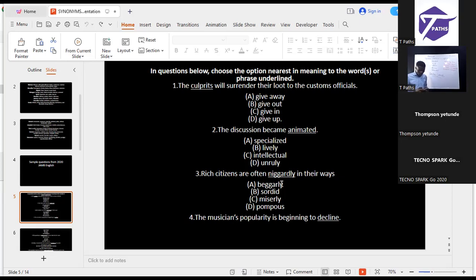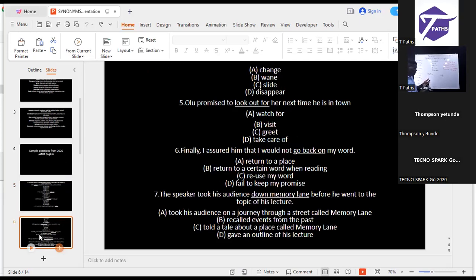It says the musician's popularity is beginning to decline. What does the word decline mean? What other word can we use in place of decline? We have A, change; B, wane; C, slide; and D, disappear. The musician's popularity is beginning to disappear? No. Another word that has a similar meaning to decline is wane.